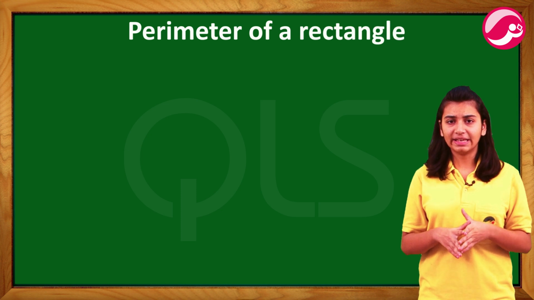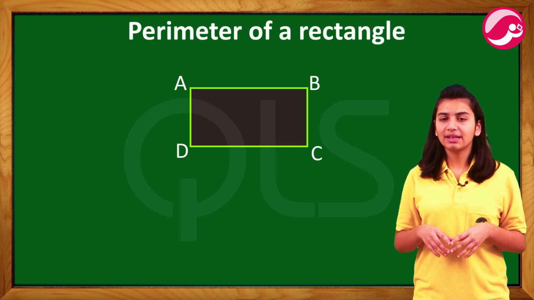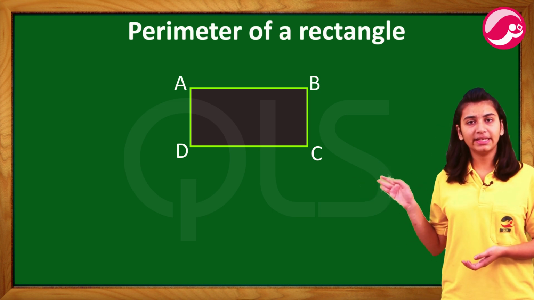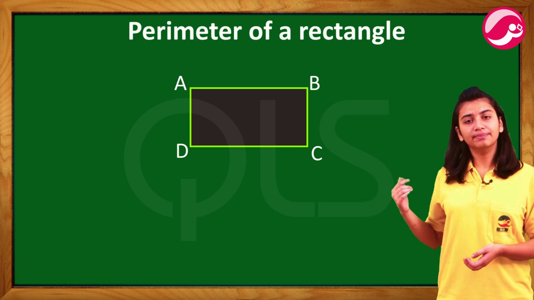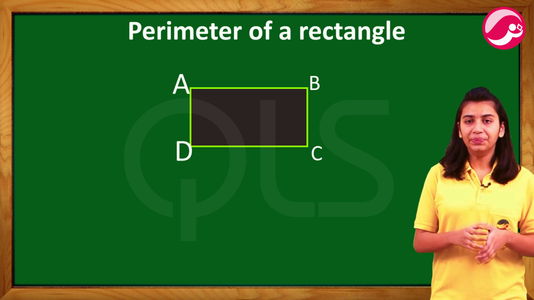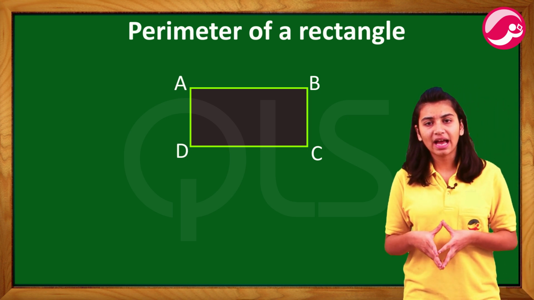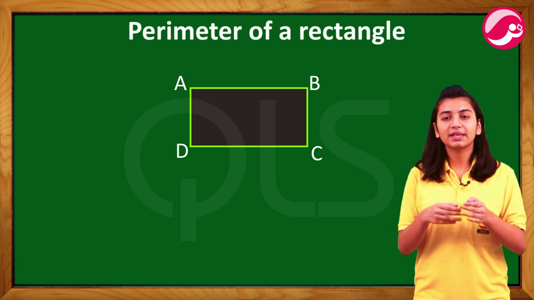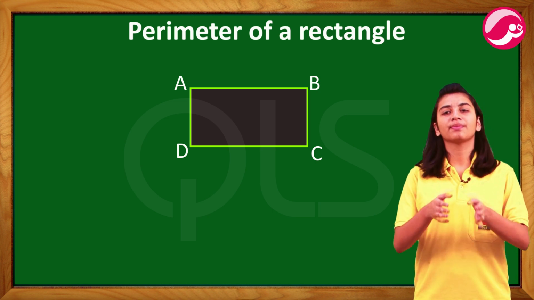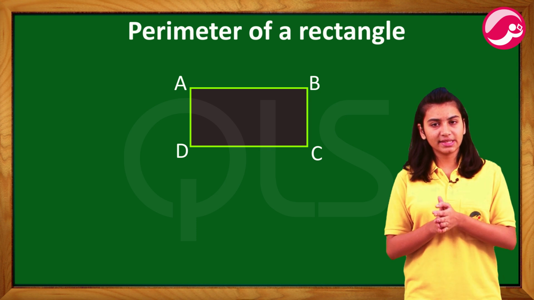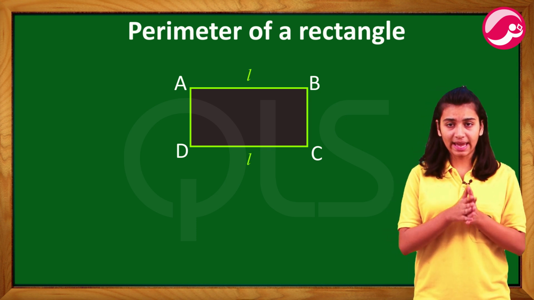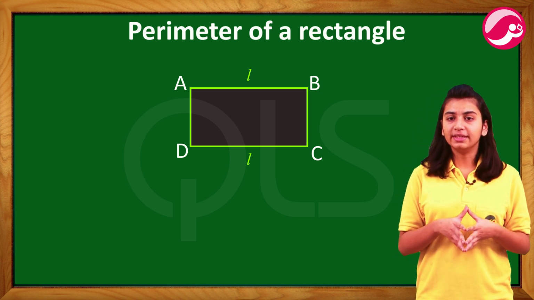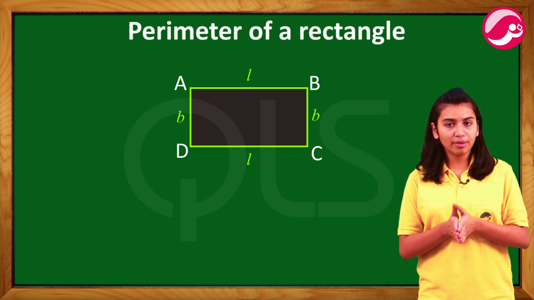Perimeter of a rectangle. We know that a rectangle has 4 sides. For example, the rectangle ABCD has 4 sides, AB, BC, CD and DA. The opposite sides of any rectangle are always of equal lengths. मतलब opposite side, आमने सामने की side हमेशा equal length की होती है. Thus, in a rectangle ABCD, let us denote L, the length of side AB or CD, and B, the length of side AD or BC.